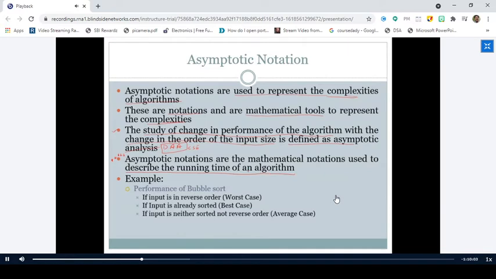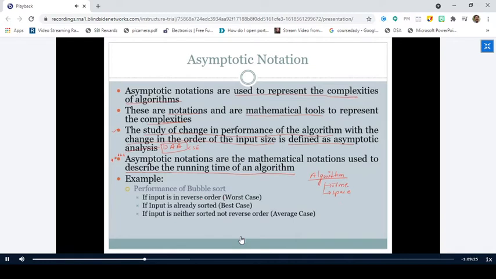So we are going to one more topic regarding asymptotic notations. If you consider any algorithm, we know that it will have some efficiency, and that efficiency is measured in terms of time and space. Any algorithm's efficiency can be measured in two terms, that is in terms of time and space, right?